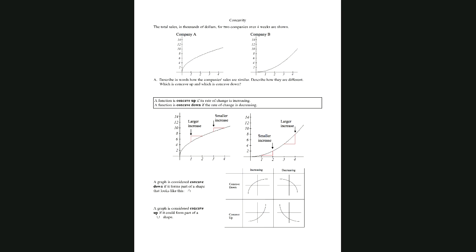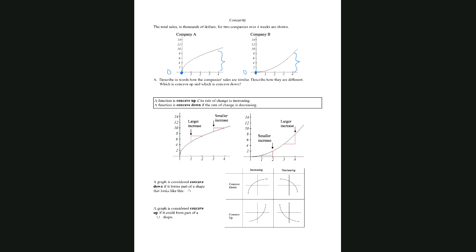In this section, we're going to look at the concavity of functions. Company A and Company B's sales are plotted with time. One thing the companies have in common is that they both have 0 sales at the start of the clock. But then 4 weeks later, they both have some substantial sales, around $8,000 or $9,000. But let's project what may happen in the future beyond 4 weeks.